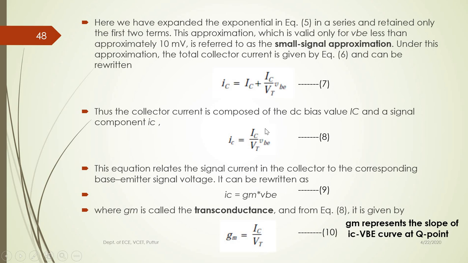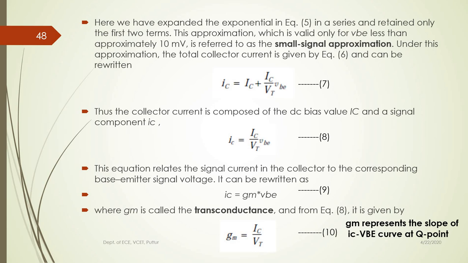So what is this gm? See, this equation is written like this: IC by VT is replaced by gm. So what is this gm then? It is the transconductance. Whatever curve we are going to draw, that is the relationship between VBE and IC, input voltage and output current, the slope of the curve is nothing but the transconductance.